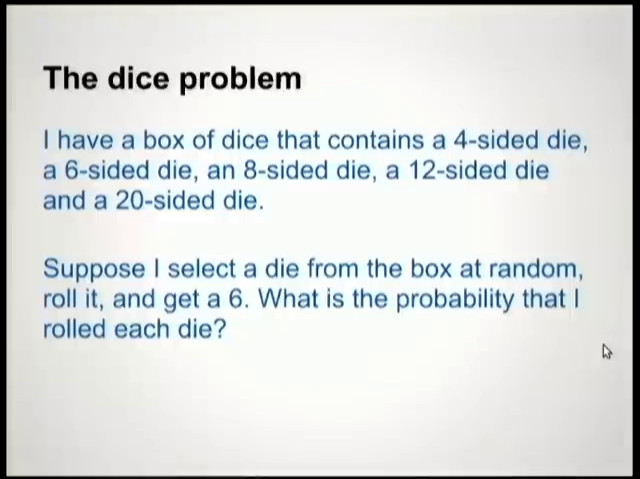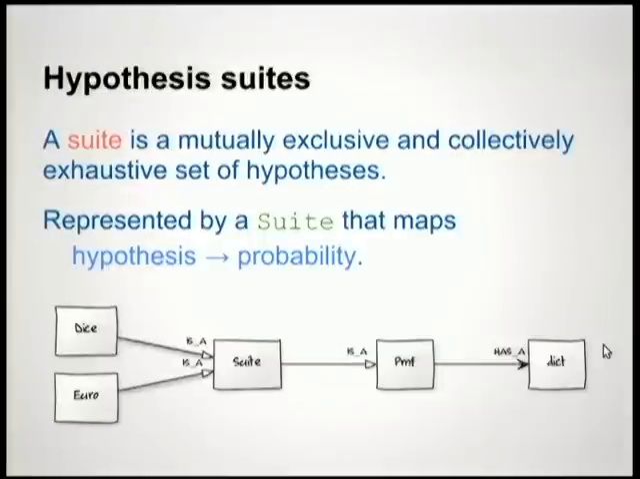So I have these dice, and suppose that I reach in and grab one of these dice at random, and I roll it, and I don't tell you which die it was, but I tell you that I got a 6. And I ask, what's the probability that it was the 4-sided die that I rolled, or the 6, or the 10, or the 12, or the 20? So you'd like, in general, to be able to answer that question for any of the dice. So here's how we're going to do that.